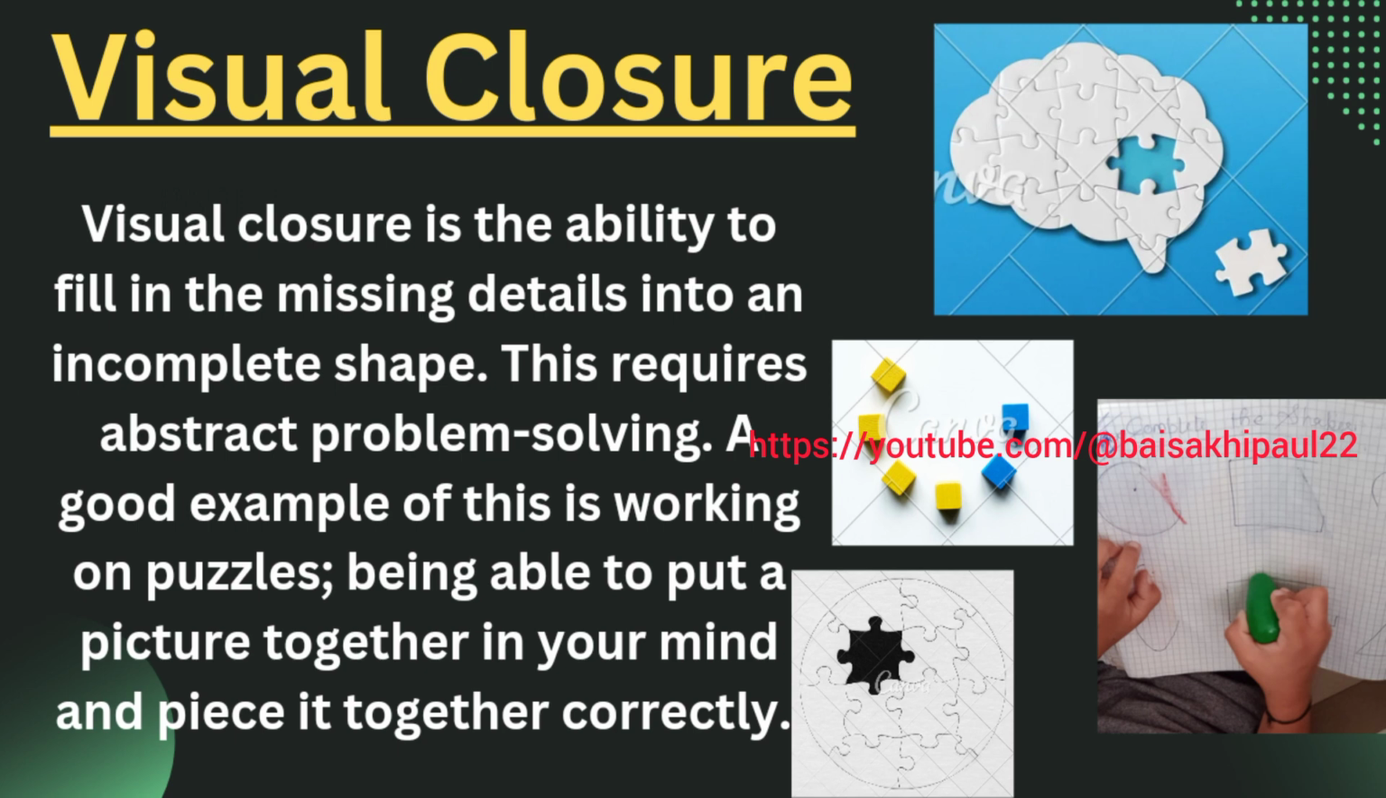Visual closure is the ability to fill in the missing detail into an incomplete shape. This requires abstract problem solving. A good example of this is working on a puzzle, being able to put a picture together in your mind and piece it together correctly.